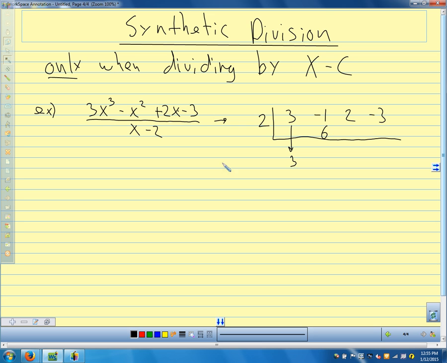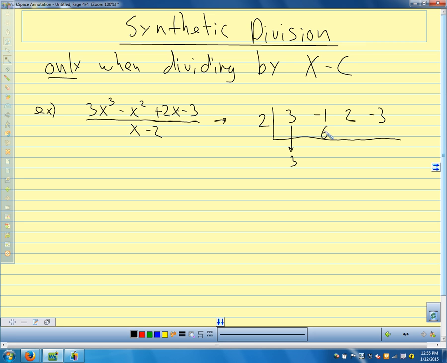So the reason we don't put negative 2 here is so that we can add when we're doing synthetic division rather than subtracting. It's always adding. So with synthetic division, we always add. We don't have to deal with the subtraction. That's why we do the opposite sign.